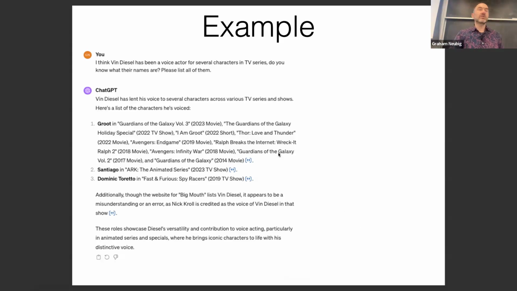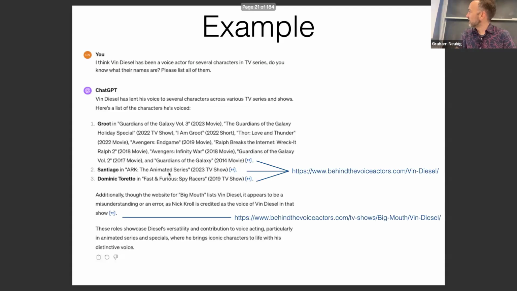Another thing that you'll notice here is that it actually gave you quotes. This is a little bit weird, right? Like, I don't really know what that means. What about these other ones? Has anyone seen Arc, the animated series, or Fast and Furious Spy Racers? Fast and Furious. Yeah. So this isn't actually correct. You're right that there wasn't an animated version of Fast and Furious Spy Racers.